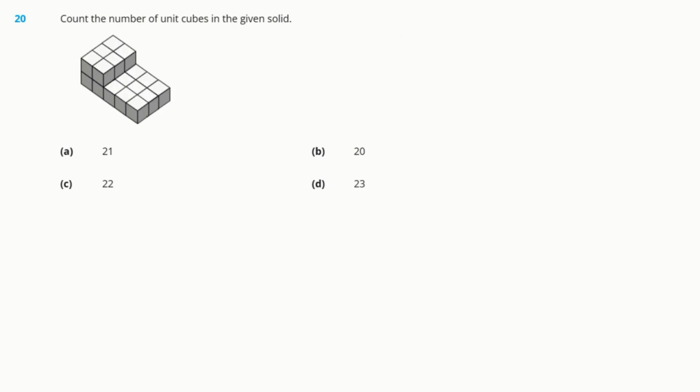Question number 20. We have to count the number of unit cubes in the given solid. So 2, 3, 4, 5, 6 over here, 6 beneath it. So 6 plus 6, 12, 13, 14, 15, 16, 17, 18, 19, 20, 21. Option A is the answer.